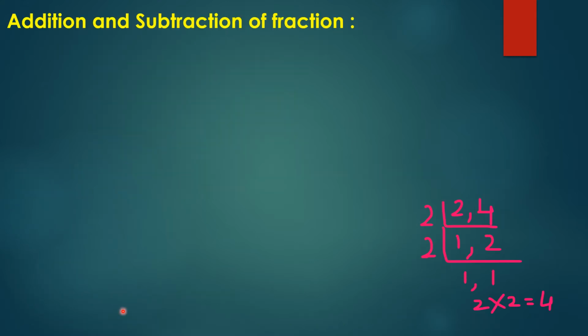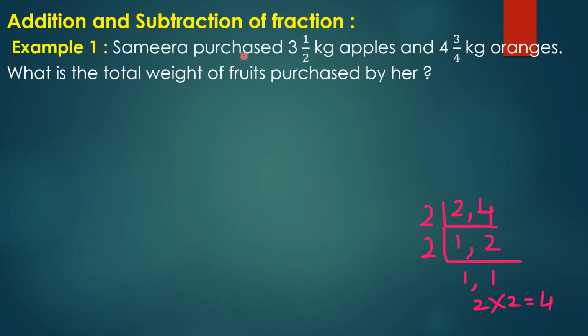Now, let us understand the properties of the fractions. One of the properties is addition and subtraction of the fractions. In general, to do either addition or subtraction of the fractions, there must be a minimum of 2 fractions. Otherwise, we cannot do either addition or subtraction. So, let us understand this property with an example.